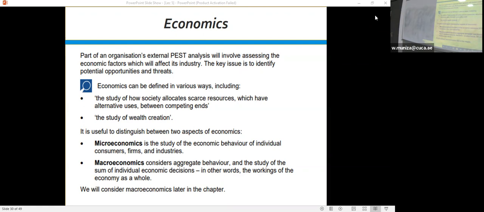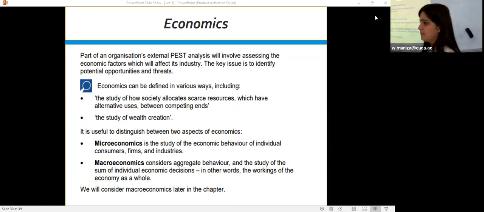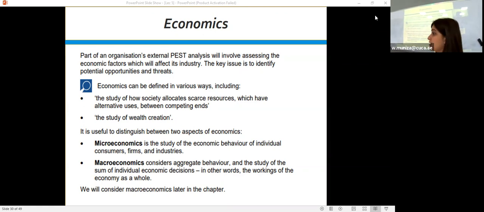So Zain, as you do know that we are discussing pestle analysis, and under pestle analysis, we are on the second factor, that is economic factors. Economics can be defined in various ways, including the study of how society allocates scarce resources. What are scarce resources? Those which are in limited quantity. Scarce means limited. Got it? So it is the study of how society allocates scarce resources which have alternative uses between competing ends.